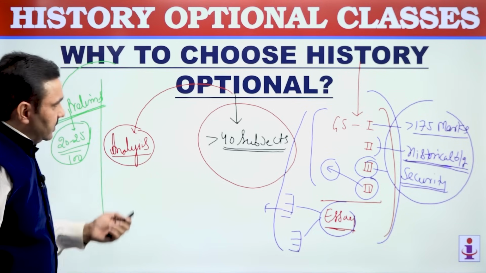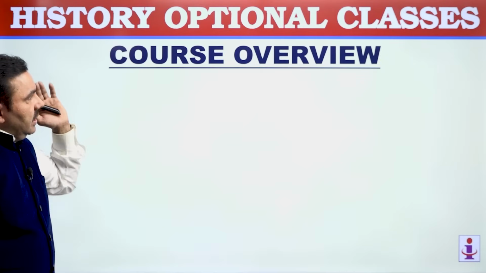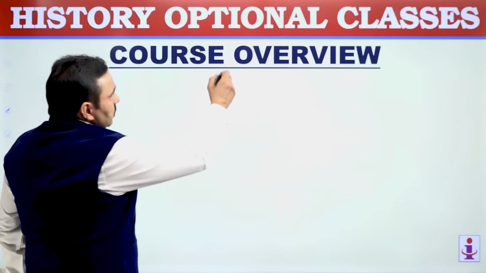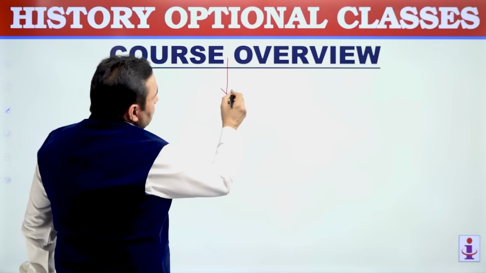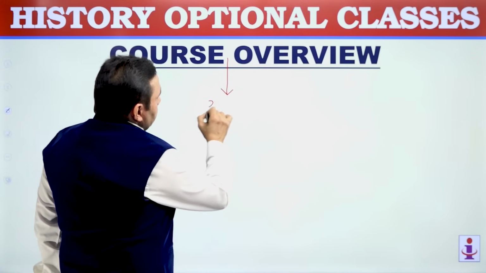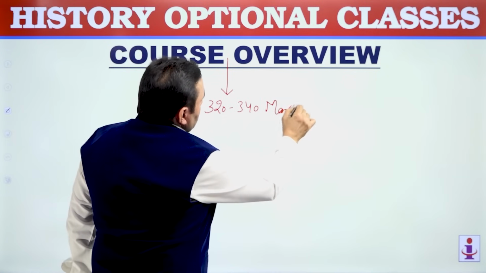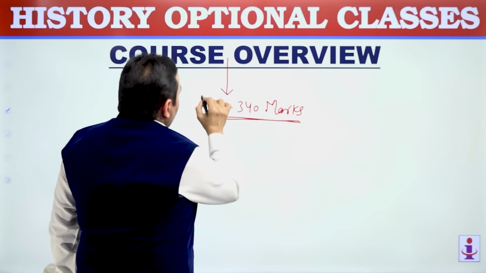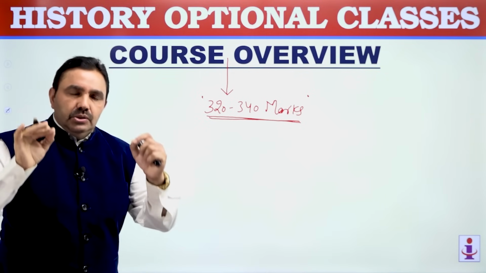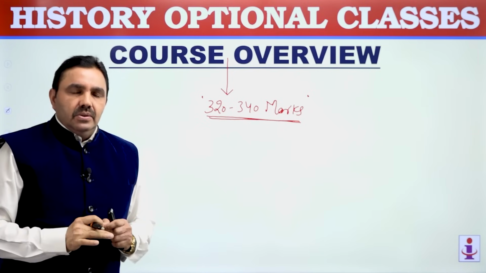Now let us come to specifics of this course. What is the purpose of the course here? The purpose of the course is to train you on each and every dimension of history optional so that you can get 320 to 340 marks. The moment you cover 320, 330, 340 marks, it means you are going to hit the top 20, top 30 ranks in final merit list, because this is one of the highest kind of a score.